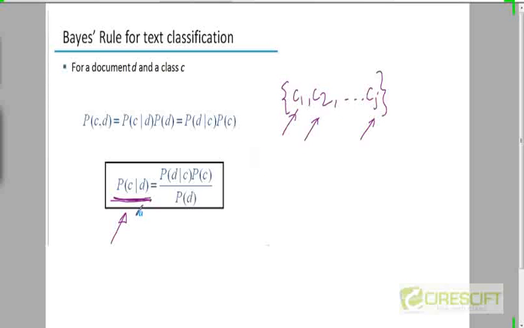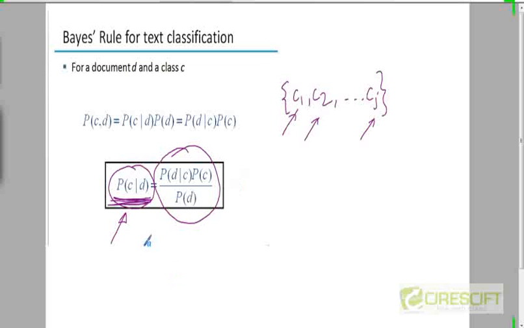The actual class of a document is going to be the class for which this value is the highest. If we can somehow compute this particular value for every class, then the class which maximizes this value, or the class for which the corresponding probability value is maximum, is going to be the class of this document D. Now, how do we compute probability of C given D? Well, we'll use Bayes' theorem.